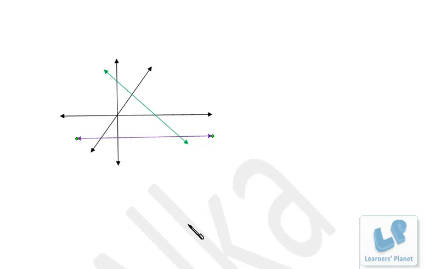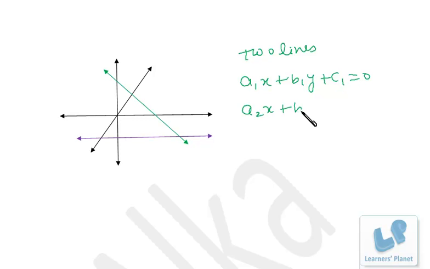Okay, so I just draw one or two lines. So here you can see various types of lines. The line that is passing through origin, this line that is passing through origin, this is the line that is making x-intercept and y-intercept. This is the line that is parallel to x-axis, right? So there are various types of lines. So if we talk about lines, precisely about two lines, the first one is a1x plus b1y plus c1 is equal to 0, and the second is a2x plus b2y plus c2 is equal to 0.